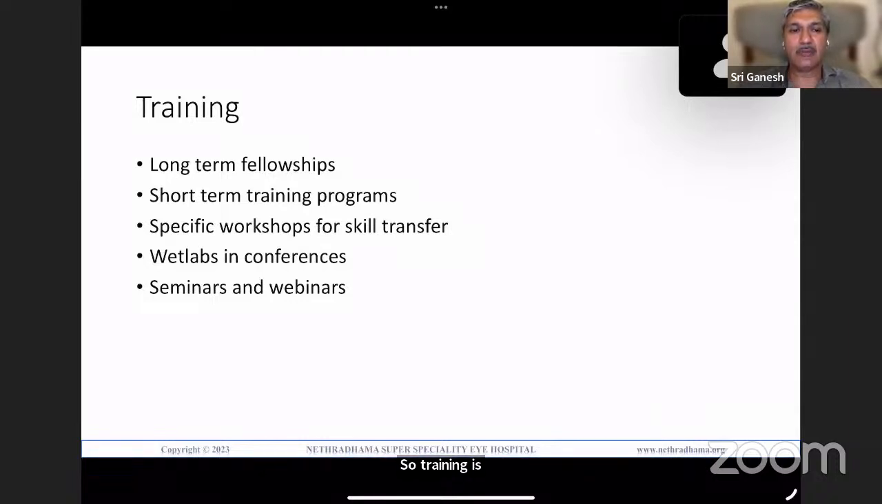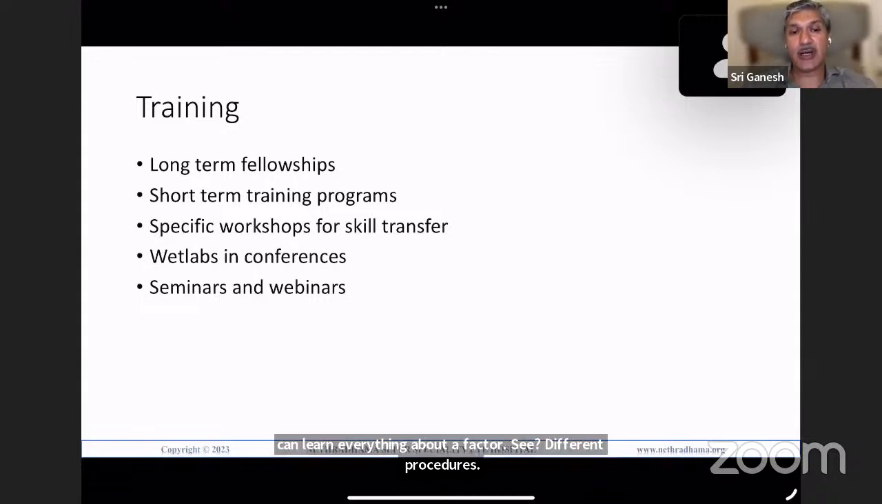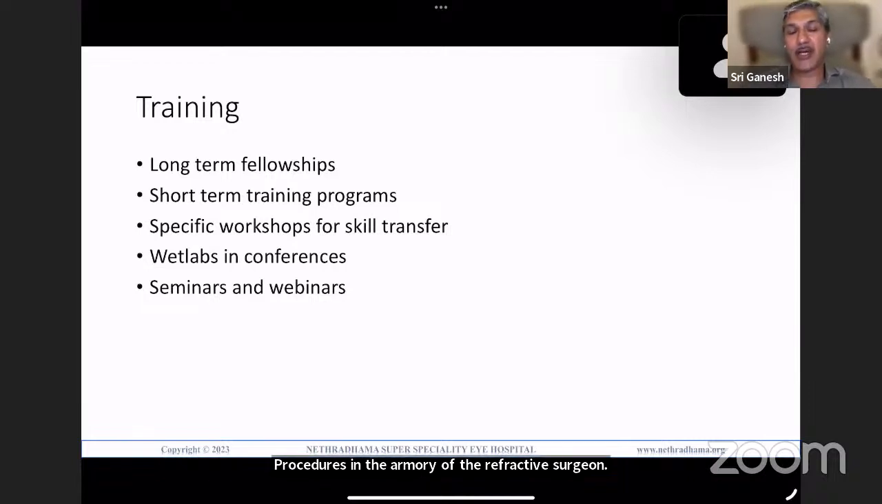And of course, if you're very particular, you can do long-term fellowships. There are many institutes that offer long-term fellowships. We have long-term fellowships in phaco and refractive surgery, 1.5, 2-year fellowships, in which you can learn everything about refractive surgery, see different procedures, because there are a lot of procedures in the armory of the refractive surgeon. It's not just LASIK or PRK.